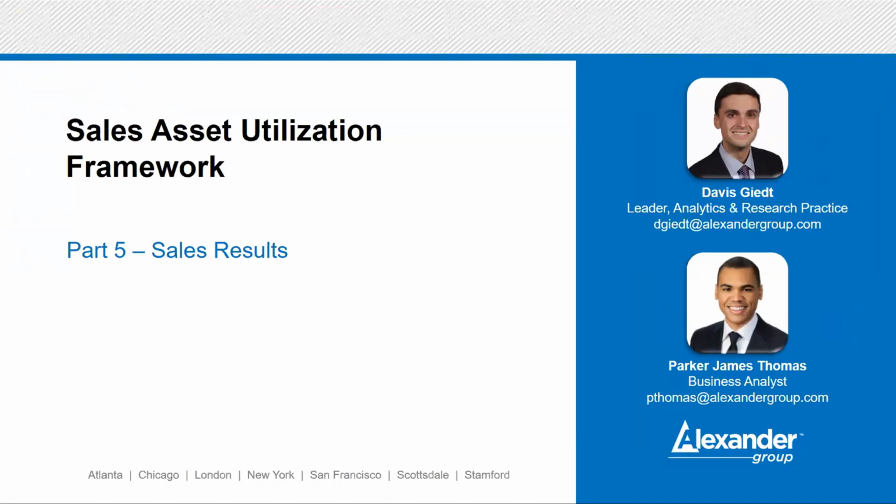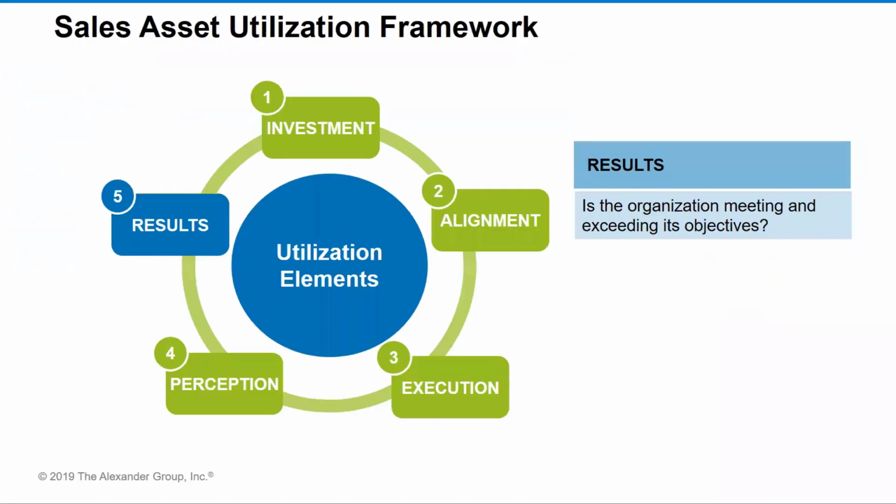Thanks again for joining us for the final installment of our Sales Asset Utilization video series, which focuses on providing revenue leaders the tools they need to ensure that their sales forces are as productive and efficient as possible. In today's video, we'll talk about the fifth and final point in our framework, results. The previous 4 videos in this series have focused on organizational performance levers that lead to different results. Today, when we talk about results, we're referring to the key metrics that revenue organizations use to understand whether they've pulled the right levers and where to focus additional resources for continued improvement.